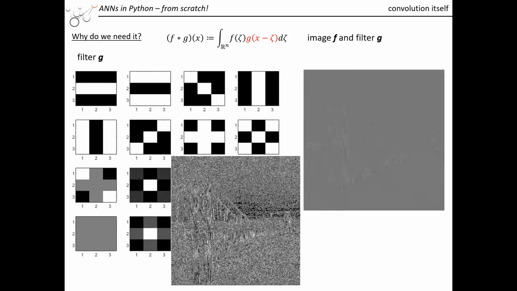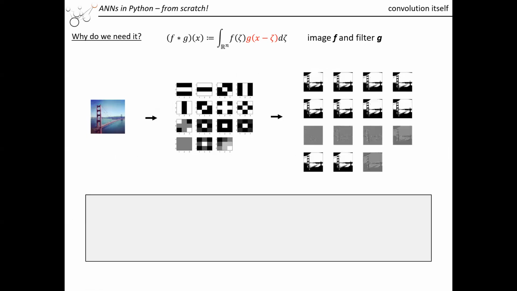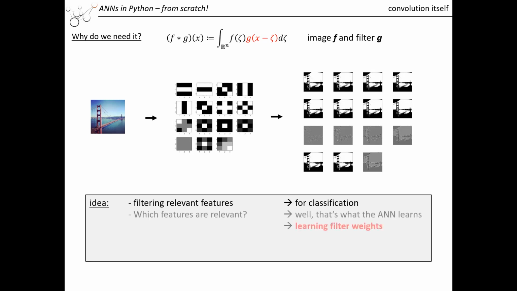Here I again want to just highlight the image. Again, you see the vertical structures are really highlighted in the bridge here. So this filter highlights the vertical features in the image and so on. So we have these different filters and they're responsible for highlighting different features in the image. And based on this, it makes it easier to classify objects in the image. So that's the overall idea. We have these filters and they filter out relevant features which we need for classification.